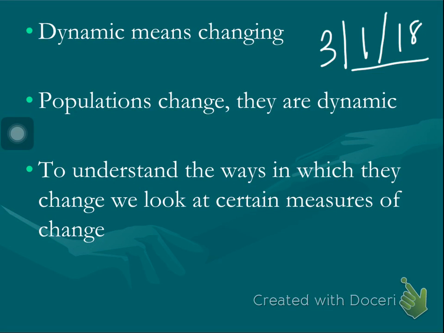To talk about population dynamics, and that means population changes. Dynamic means changing. And sure enough, populations do change. They are dynamic. As we get further down the road, we'll start to talk about what's called dynamic equilibrium. This is a concept we do in chemistry. We do phase change equilibrium and equilibrium dynamics.